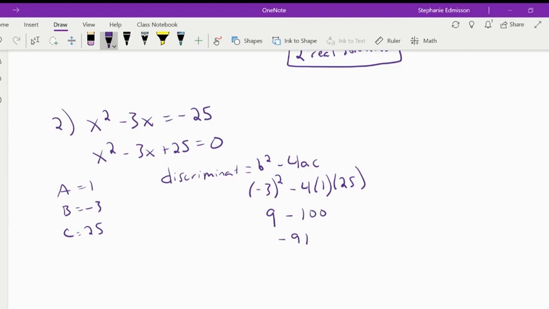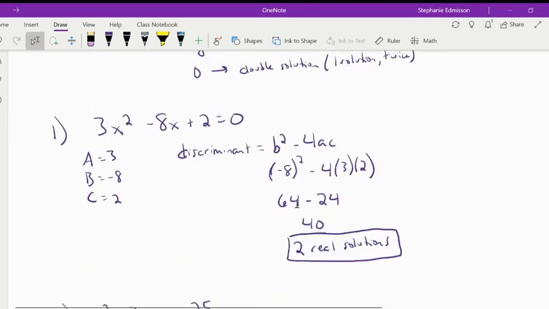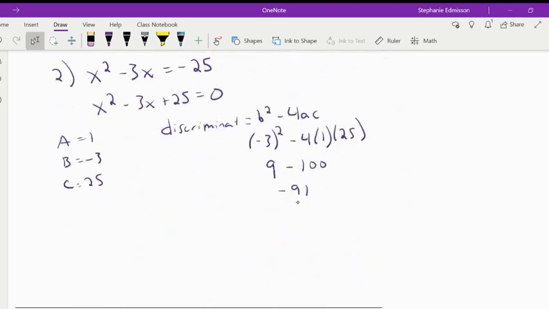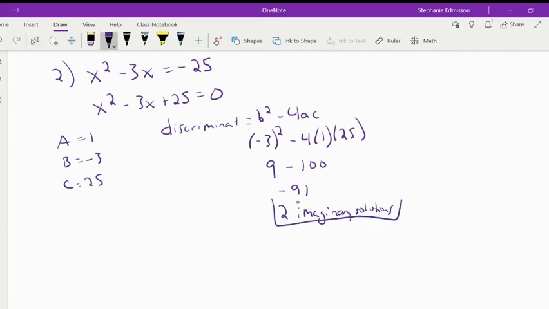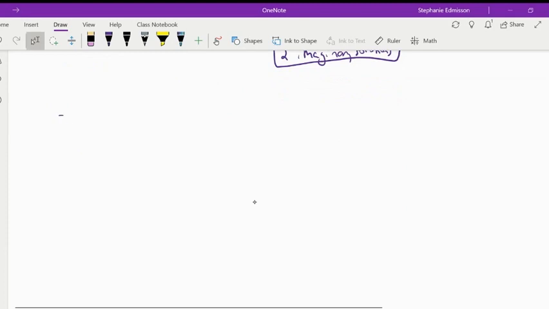Okay, now we're done. We have our answer, but now we just need to look at that number and say what our solution is going to look like. Okay, go up to our notes. Well, it says here if I have a negative, I have two imaginary solutions. So that's what I'm going to write. Two imaginary solutions. Okay, and that's it. I'm going to put a square around that because that's the answer that I'm looking for. Two imaginary solutions because my number value was a negative. All right, next, 3. Two more examples.